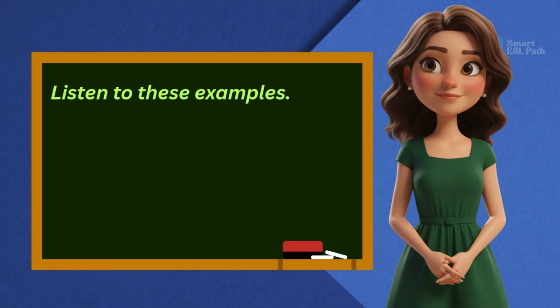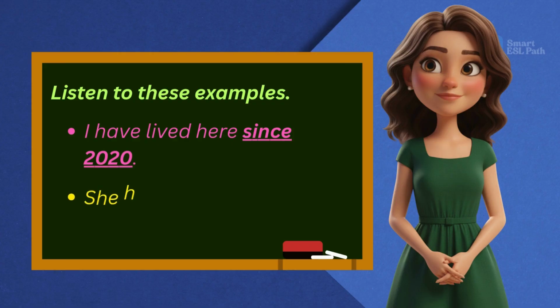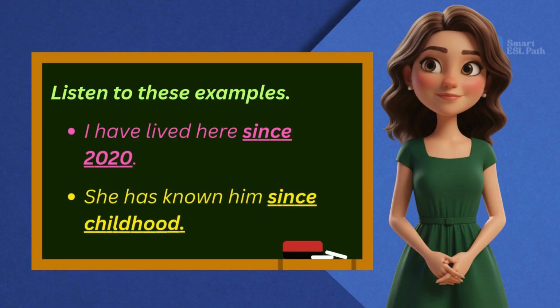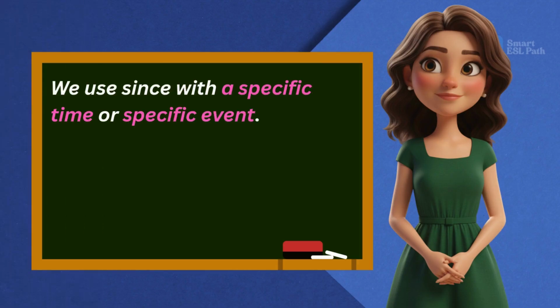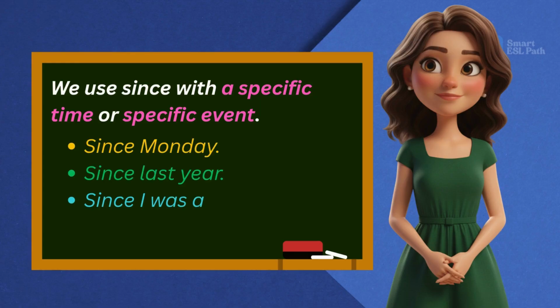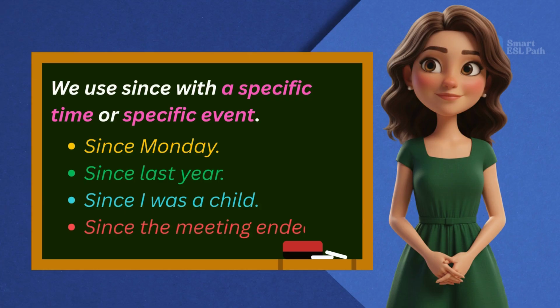Listen to these examples. I have lived here since 2020. She has known him since childhood. We use since with a specific time or specific event: since Monday, since last year, since I was a child, since the meeting ended.